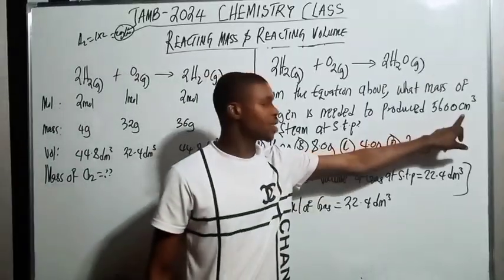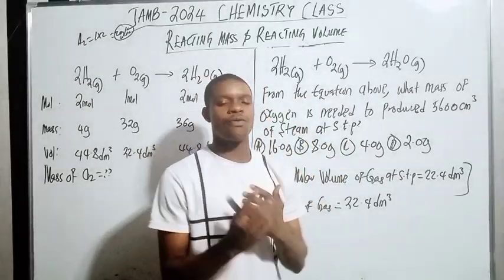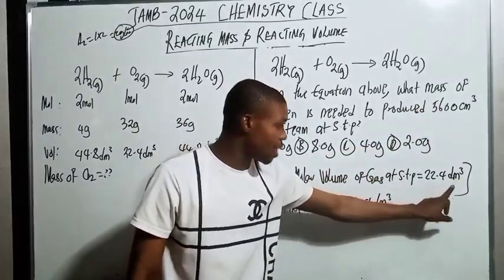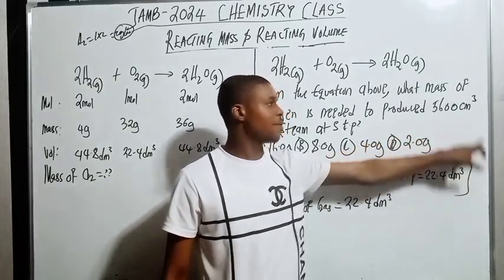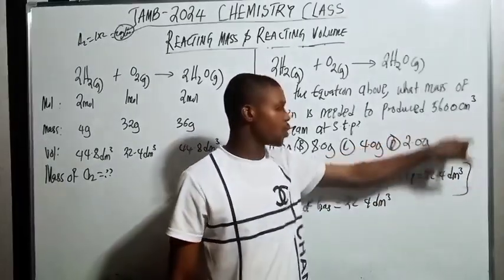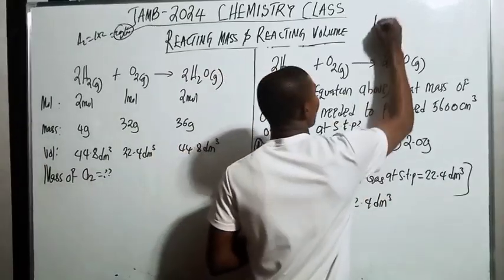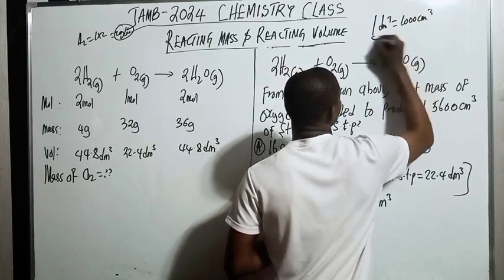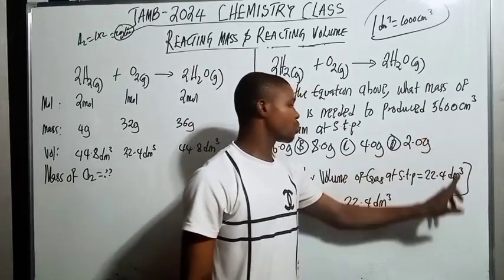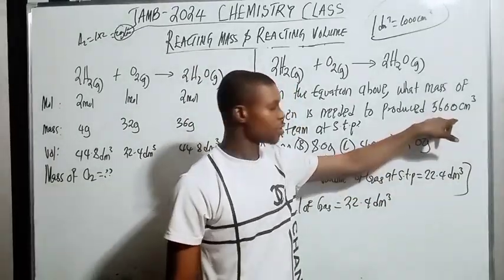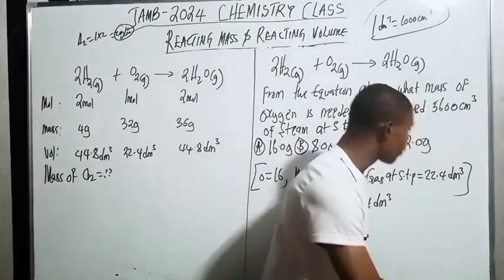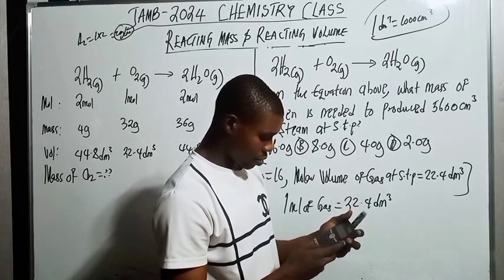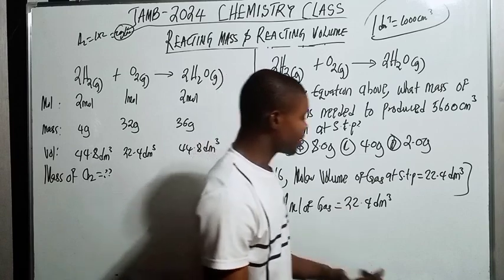Now, remember, you have to convert this one to dm cube. Whenever you convert cm cube to dm cube, you divide by 1,000. I want to divide this by 1,000 because here is dm cube and here is cm cube. The two of them must have the same units. For every 1 dm cube, I have 1,000 cm cube. Do you understand? So converting cm cube to dm cube, you divide by 1,000. 5,600 divided by 1,000, you have 5.6 dm cube.